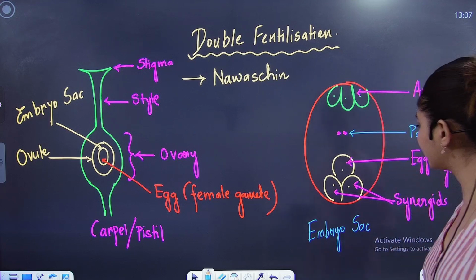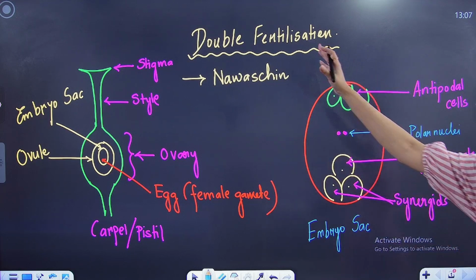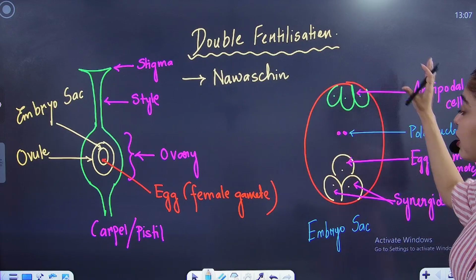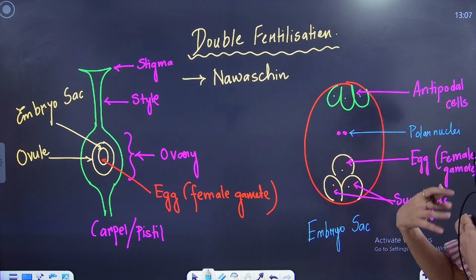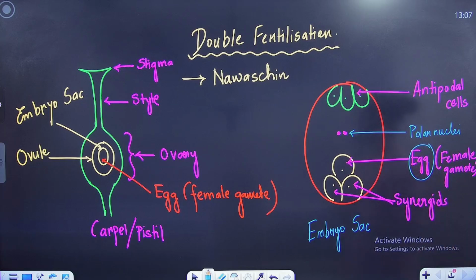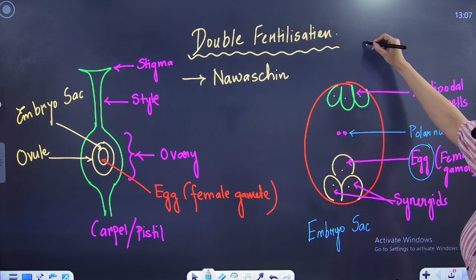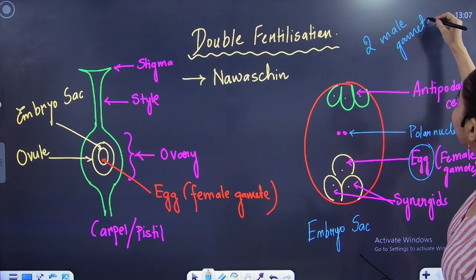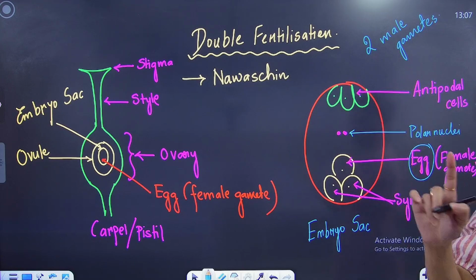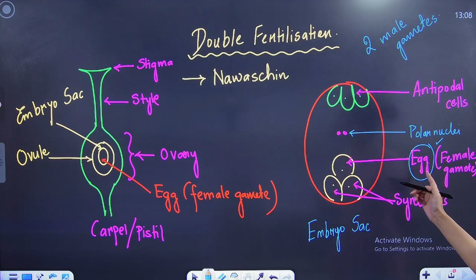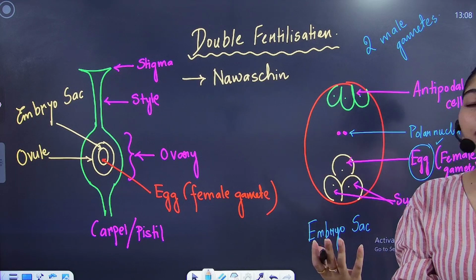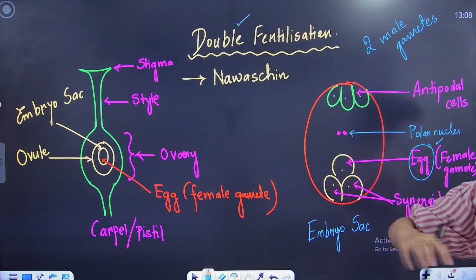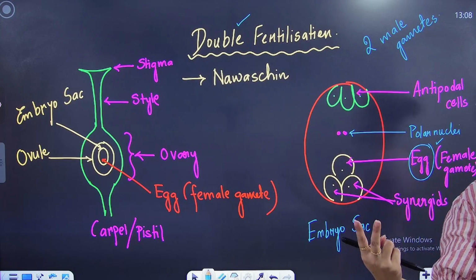Why did I draw this structure? Because the entire double fertilization process will take place inside this embryo sac, because the male gametes will come in contact with the female gamete. But how many male gametes are there? There are in total two male gametes. So these two male gametes will fuse with two different structures. One structure we know, that is the egg cell. One male gamete will fuse with the egg cell, which results in the formation of a zygote. But that's only one fertilization. The topic says double fertilization.